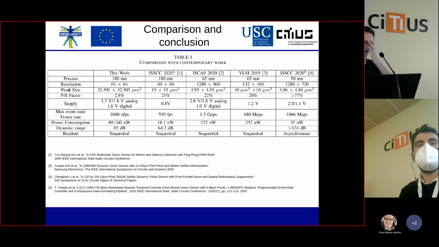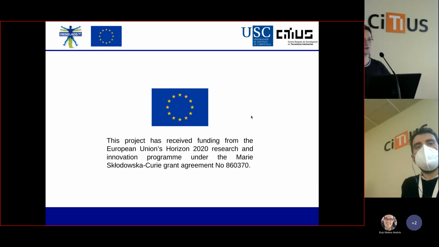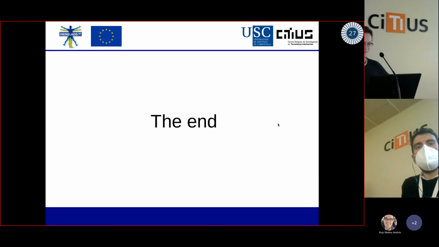So, as I said, my priority was put low on pixel size and fill factor for now. My pixel is quite big, much bigger, and the fill factor is much smaller, so I will need to rethink this. The current status is that I'm testing the chip, and the future work I still need to do is to process these events using neural networks. And thank you, European Union. And this is the end.